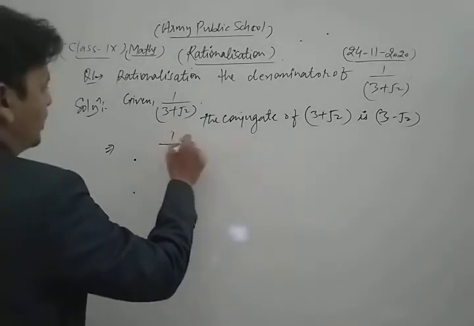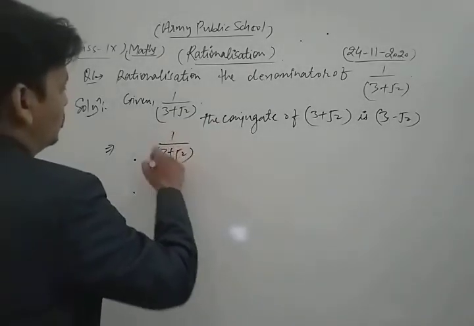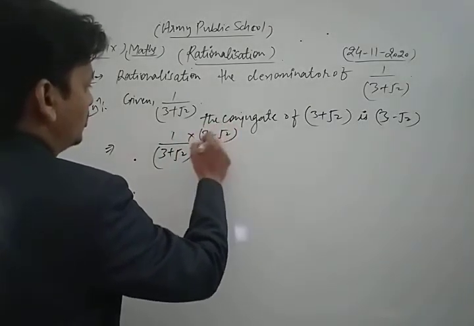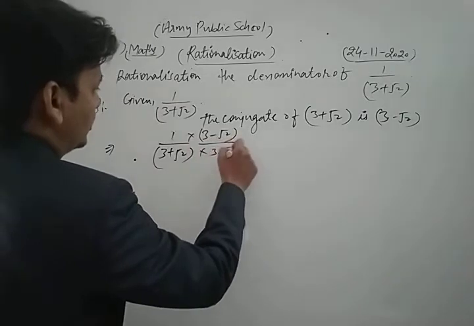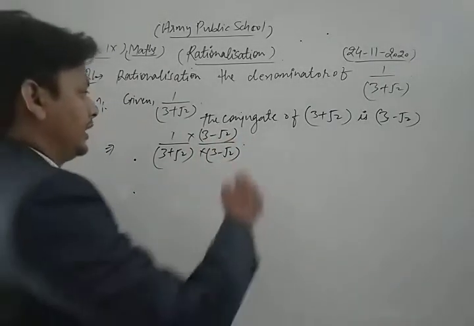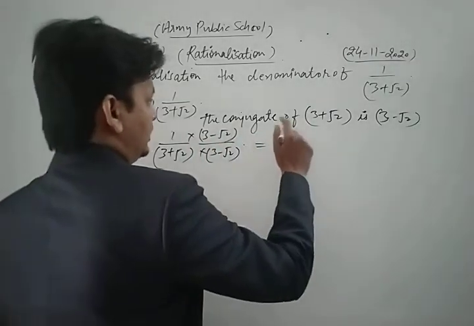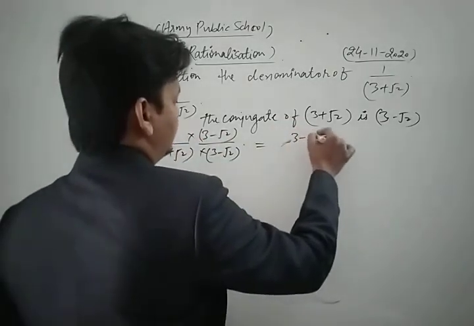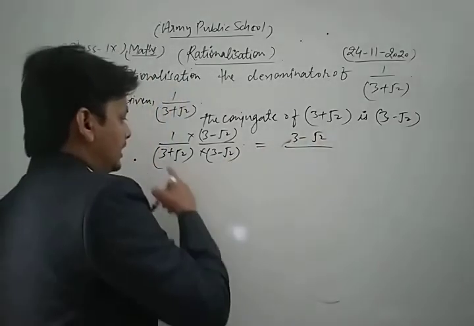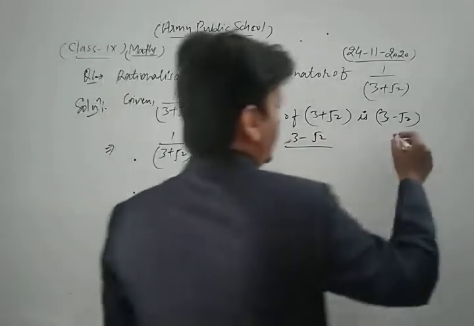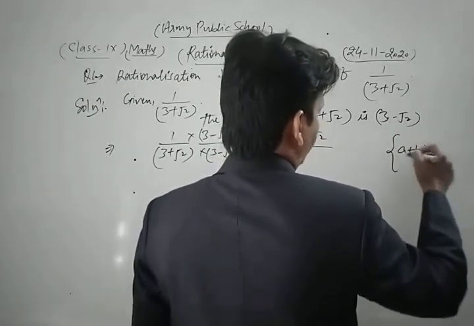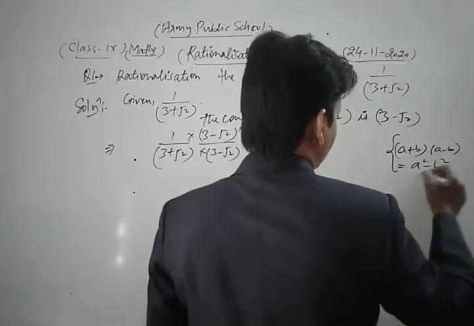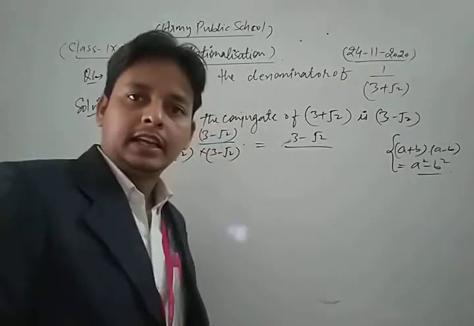So what we get: 1 upon 3 plus root 2 into 3 minus root 2 upon 3 minus root 2. Now we simplify. In the numerator we get 3 minus root 2, and in the denominator this is the form of a plus b into a minus b. You know that a plus b into a minus b is equal to a square minus b square.